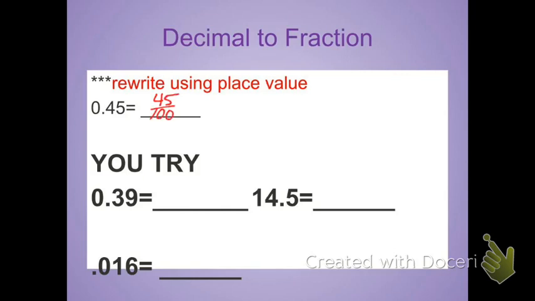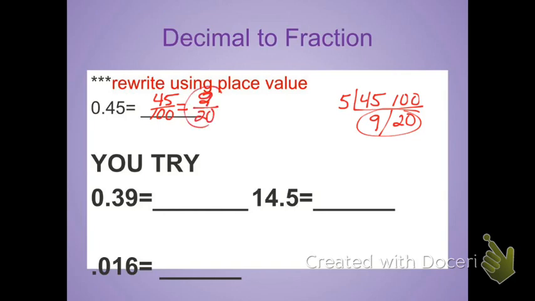Now, do you think we're going to leave it like that? No. Now we got to do what to it? Reduce it. Okay, I'll make the cake real quick. 45 over 100. What goes into both of them? 5. Very good. How many times does 5 go into 45? 9. And how about into 100? 20. Can 9 and 20, do they have any common factors? No. Nope, so we're done. 9 over 20. Okay? Go ahead and do these 3 right here.